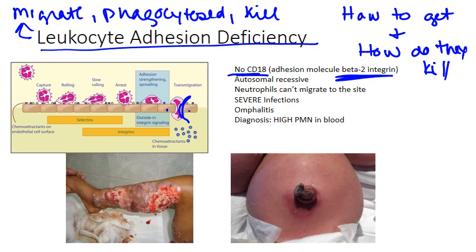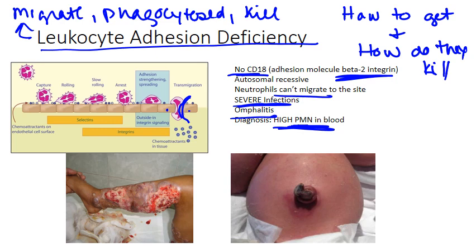So this is an autosomal recessive issue. In LAD, this gene is missing or defective. So therefore, the adhesion molecules are not present, and now the neutrophil can't migrate into the site. So we wind up with severe infections, omphalitis, and basically you're going to diagnose it by high polymorphonuclear cells in the blood. They're being released from the granulocytic reserve. They just can't get to the site, okay? The infections are going to be in all sorts of places, lungs, liver, etc. The infections are severe and life-threatening because basically they can't be combated.